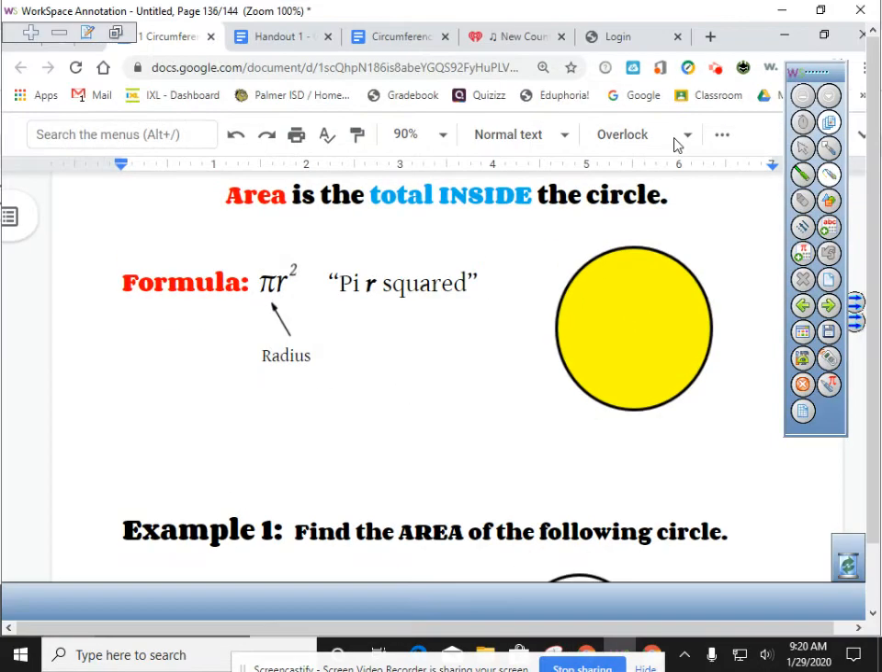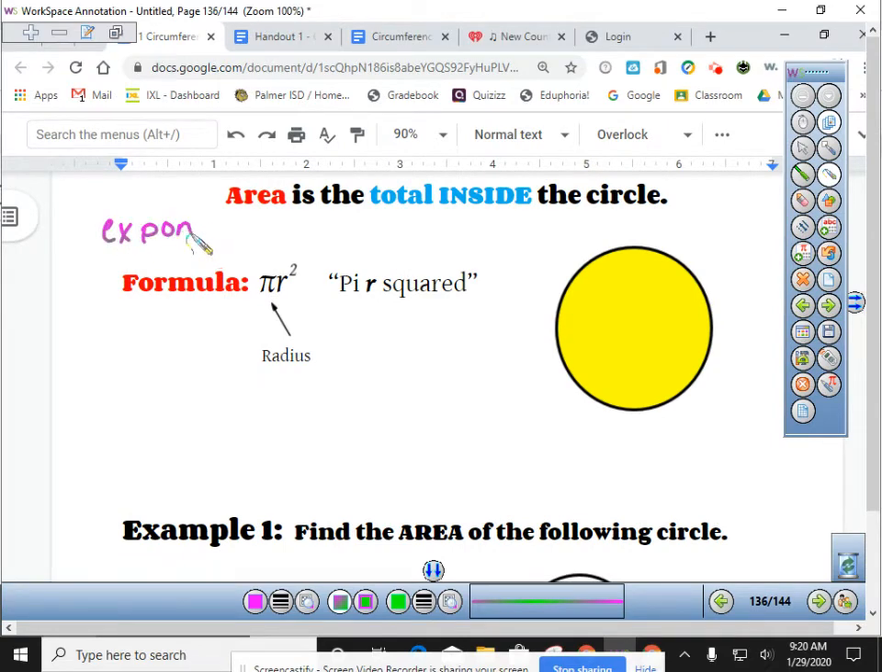It's also called an exponent. Remember exponents? If I have 3 squared, what's the answer? 9. It's not 6, right? If I have 7 squared, what's the answer? 49. All right, we're good. So, next thing, area equals pi r squared.